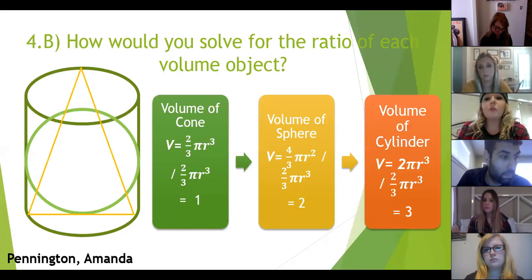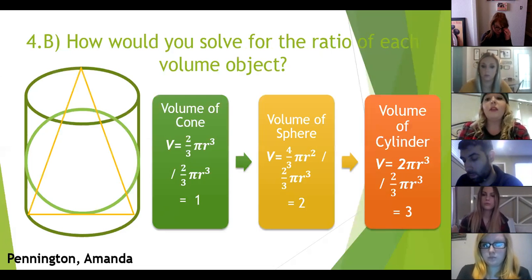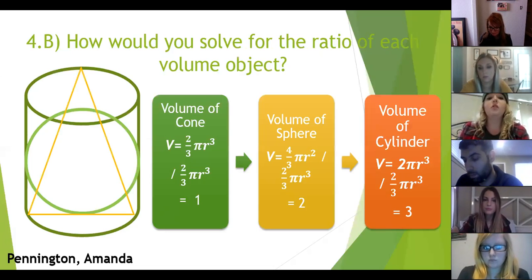Now, when we look at the volume of a sphere, that volume is going to be 4/3 pi r squared for the sphere itself. But we're going to divide it by the volume of the cone, and that's going to give us a 2. And now the cylinder is going to be 2 pi r to the third power. And so, again, we're going to divide it by the volume of the cone, and that is going to give us a ratio of 3. So the ratio is going to be 1 to 2 to 3 for the volume of the cone, the volume of the sphere, and the volume of the cylinder. Okay, thanks. That was a great explanation. Thank you.